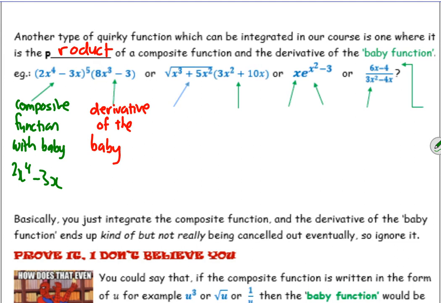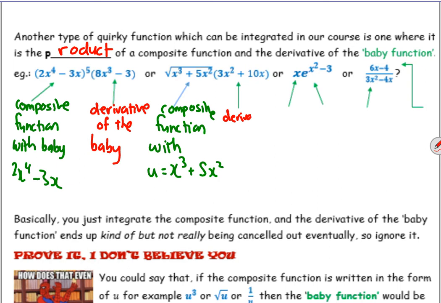So the first one, of course, is the composite function, with baby, or you just say u if you want. So you can say with baby, or if you don't have much space, you could say with u equals. That's the composite. And then this thing is the derivative of the baby. This one's not the baby, it's the derivative of the baby. So the baby itself would just be x cubed plus 5x squared, and the fact that it's square rooted is what makes it a composite function.